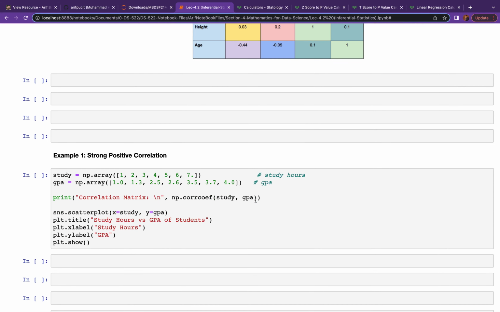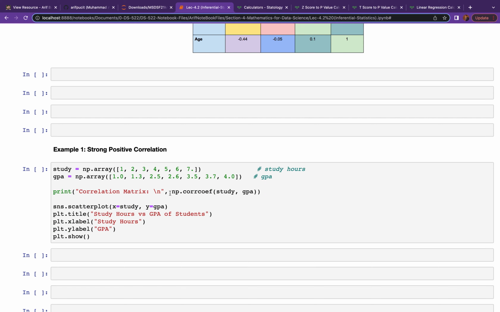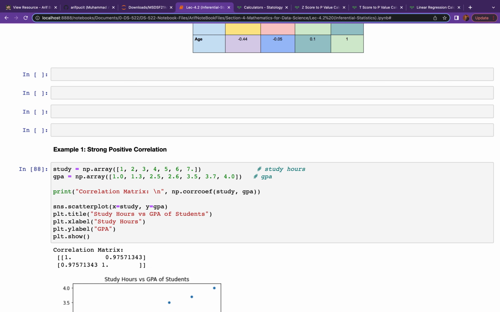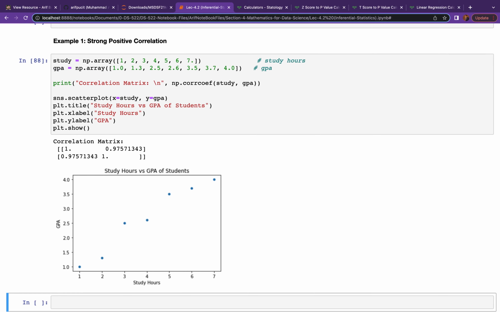Let me quickly move down to an example. This data set shows the daily study hours of the students, and this is the corresponding GPA that the student might have achieved. Let me run the code of this cell and show you how this data is visually plotted using a scatter plot. Along the x-axis we have the study hours, and along the y-axis we have the GPA. And of course, you can note that there is a strong positive relationship between the two variables.